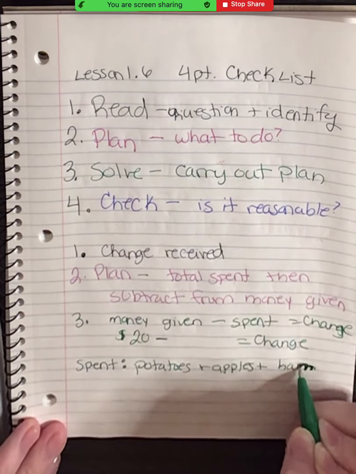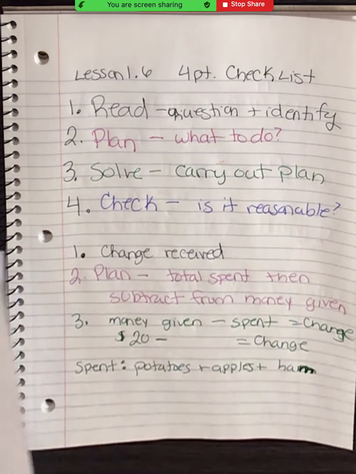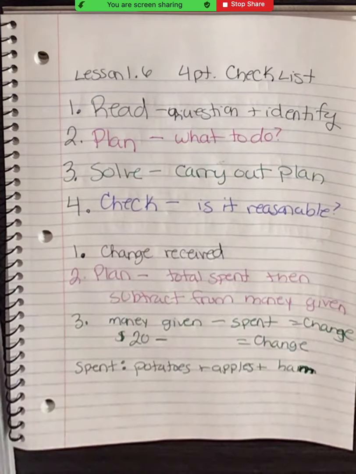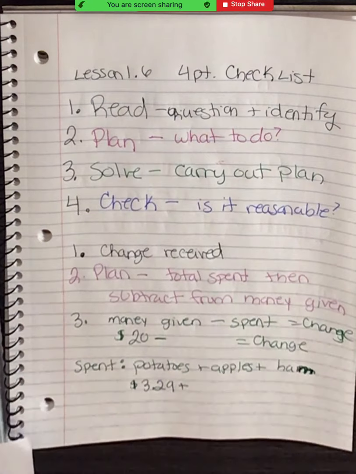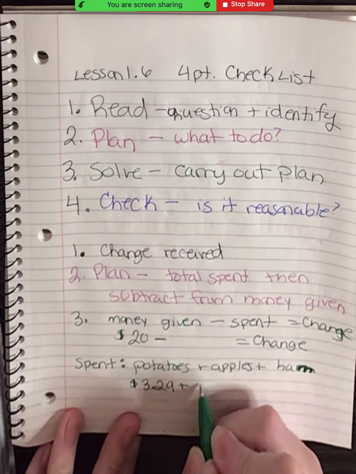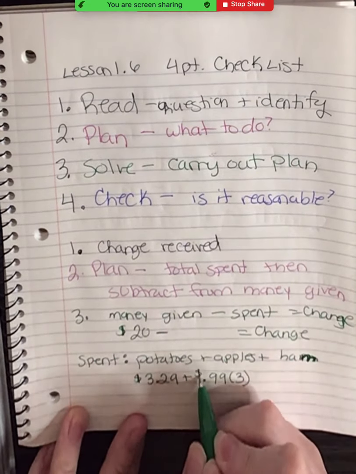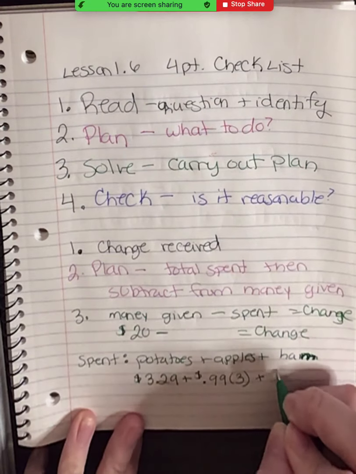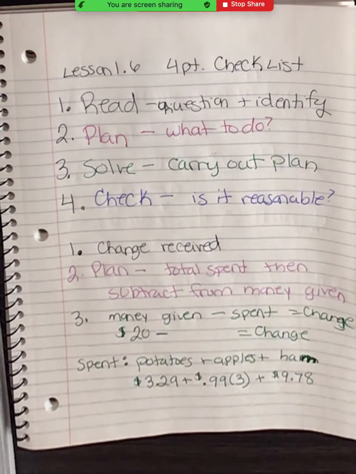Okay? So the cost of the potatoes tells us a 10-pound bag costs $3.29. So we spent $3.29 on potatoes. Then it says 3 pounds of apples at 99 cents per pound. So if it was 99 cents per pound and we bought 3, it would be 99 cents times 3. And then the ham was $9.78. Okay, so add up everything we spent.